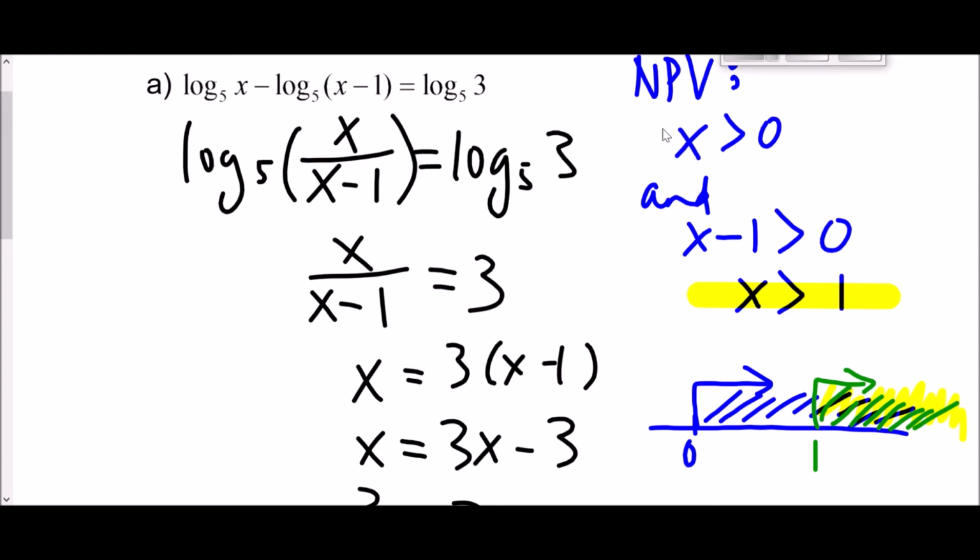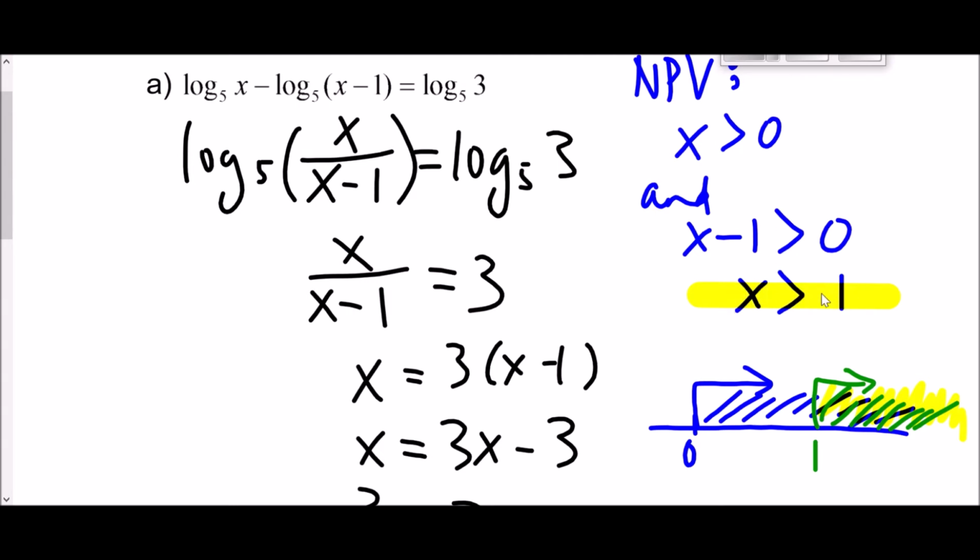If it doesn't make sense to you, let's use some numbers, plug that in and see what happens. So this one says x has to be greater than 0. Let's say 0.5. So 0.5 is greater than 0. That's good. But is 0.5 greater than 1? No. It satisfies this condition, but not this.